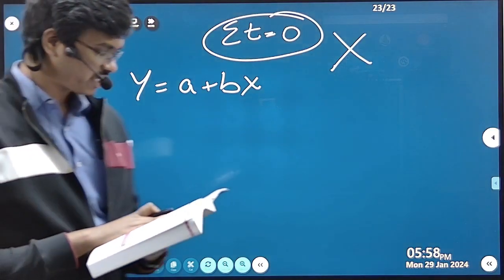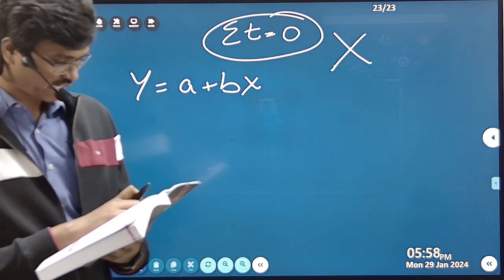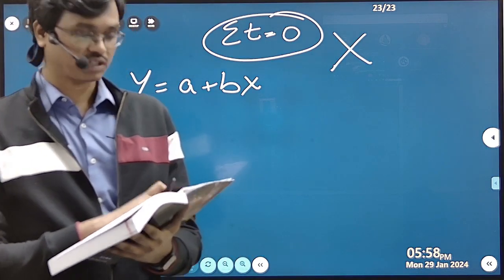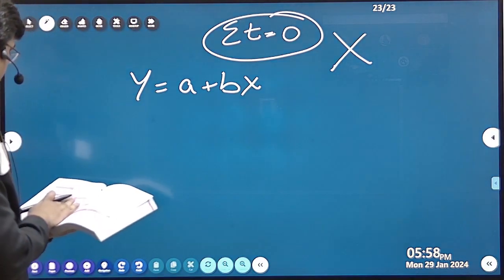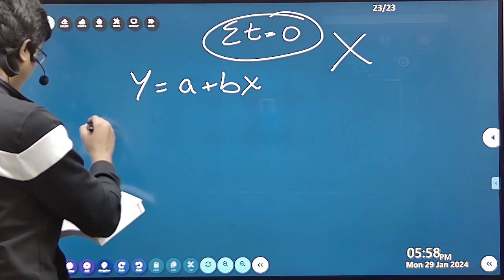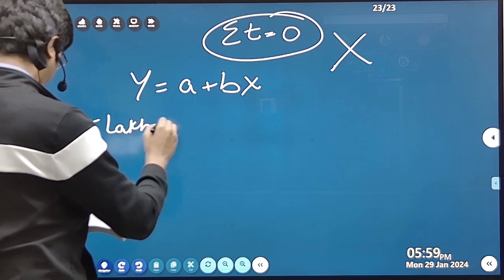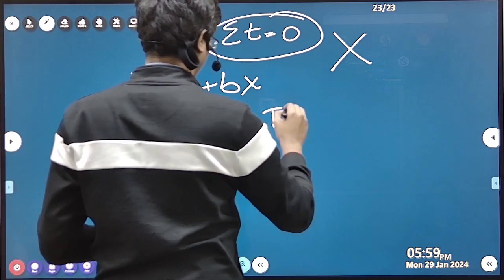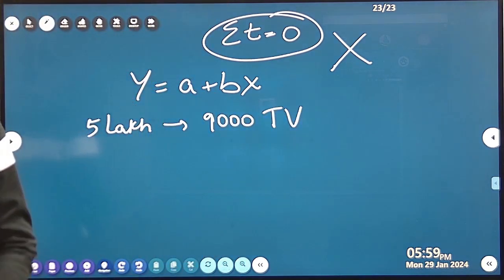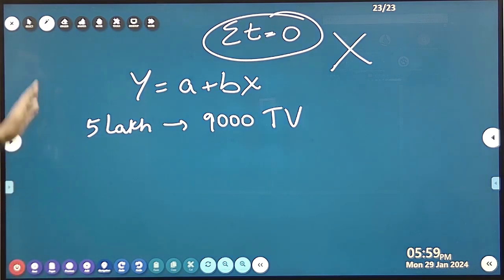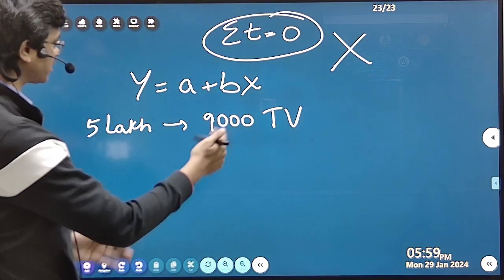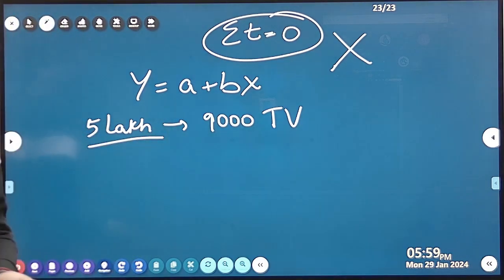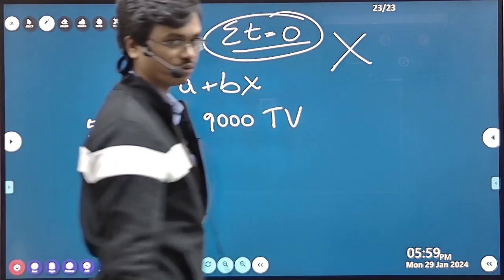So here, if you see the data, he has given you the population of a town and the number of TV sets at that population, right? So he says when there are 5 lakh people in the town, you had a demand of 9,000 TV sets, right? So in this case, this is not a time series problem. So you do not have any year analysis, and you cannot say that my population summation should be 0. That doesn't make sense at all, because population summation is never 0, right? So in this case, your sigma t equal to 0 will not hold true, right?